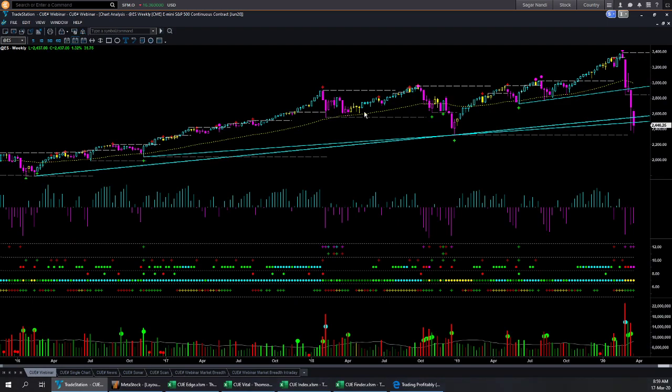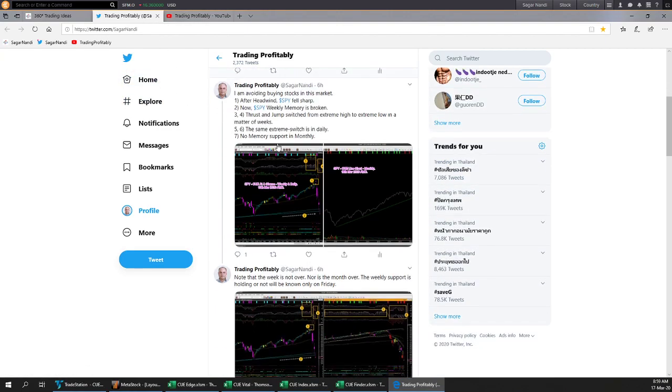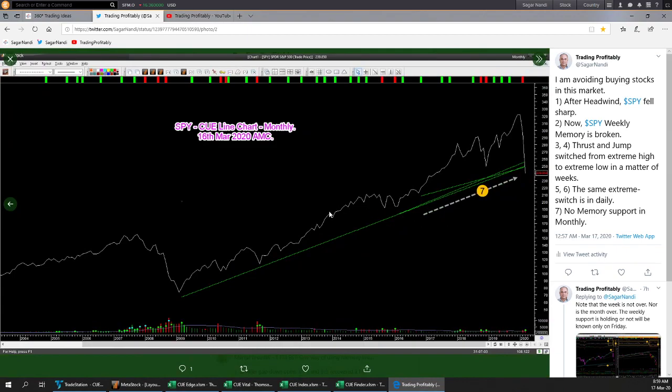And I tweeted one picture. Let me go to my Twitter page. I added one line chart, monthly line chart. On the left hand side is SPY weekly, S&P 500 weekly, and it is near the memory support, as was true for the futures symbol. We'll have to see if it recovers that. But what I also showed is the monthly chart for S&P 500.